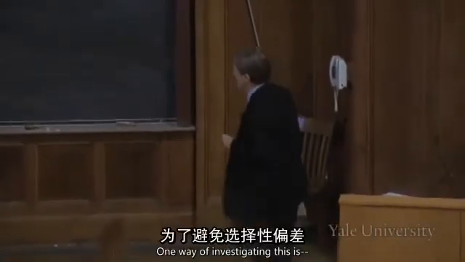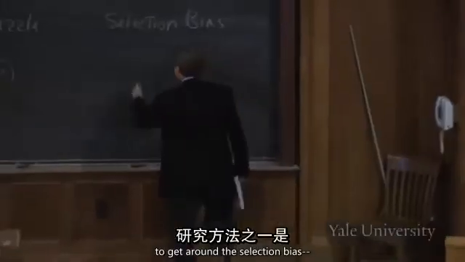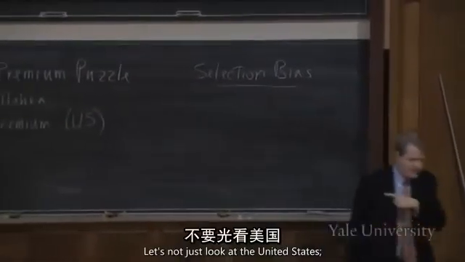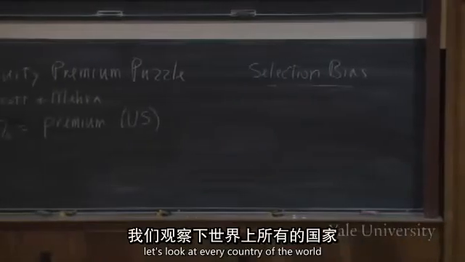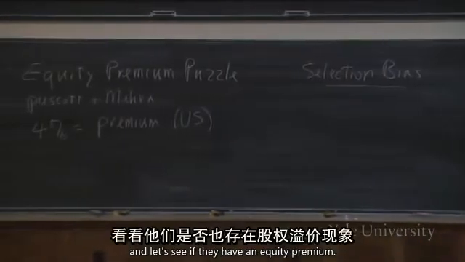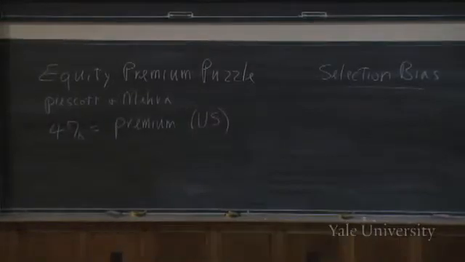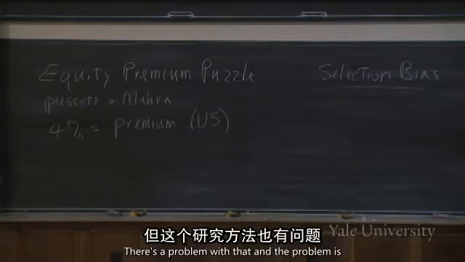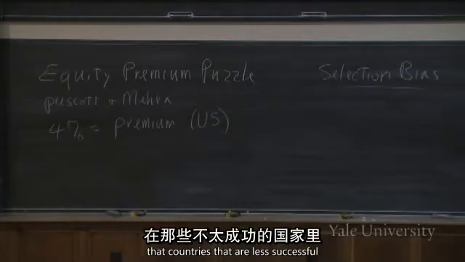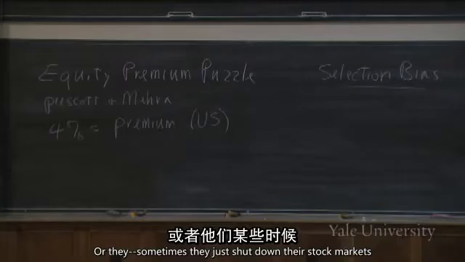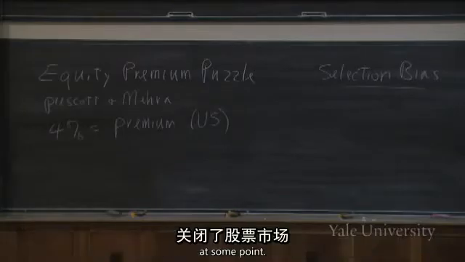So one way of getting around the selection bias is to try to look at all countries. Let's not just look at the United States. Let's look at every country of the world, and let's see if they have an equity premium. But there's a problem with that, and the problem is that countries that are less successful don't keep data, or sometimes they just shut down their stock markets at some point.